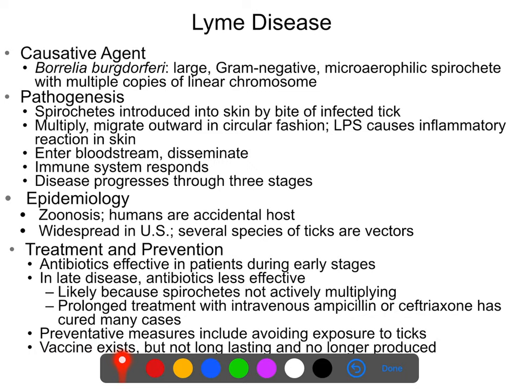Treatment is very doable in the primary stage. The antibiotics are very effective then and usually clear it up. Once you get to the secondary and tertiary stage, the bacteria have probably gone dormant and may not even be in your body at all anymore. Most of the symptoms are being caused by your immune system trying to hunt down and kill this bacteria rather than by the bacteria itself. So antibiotics are much less effective in secondary and tertiary Lyme disease.